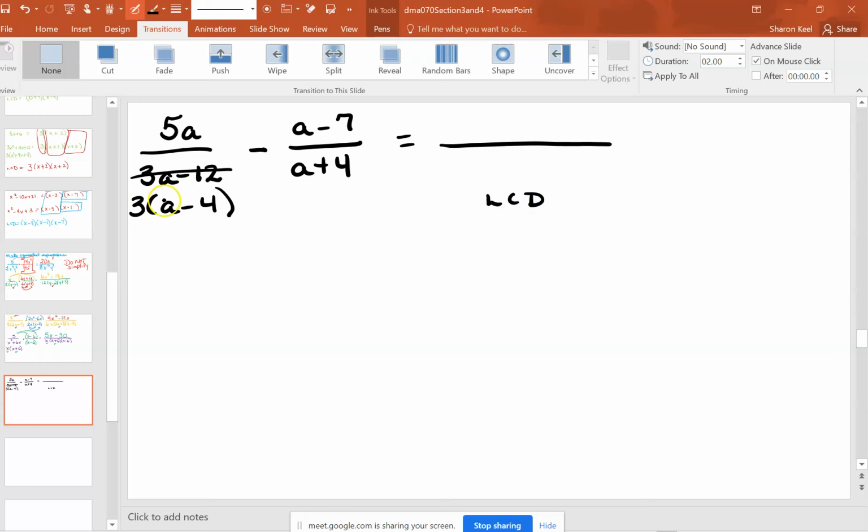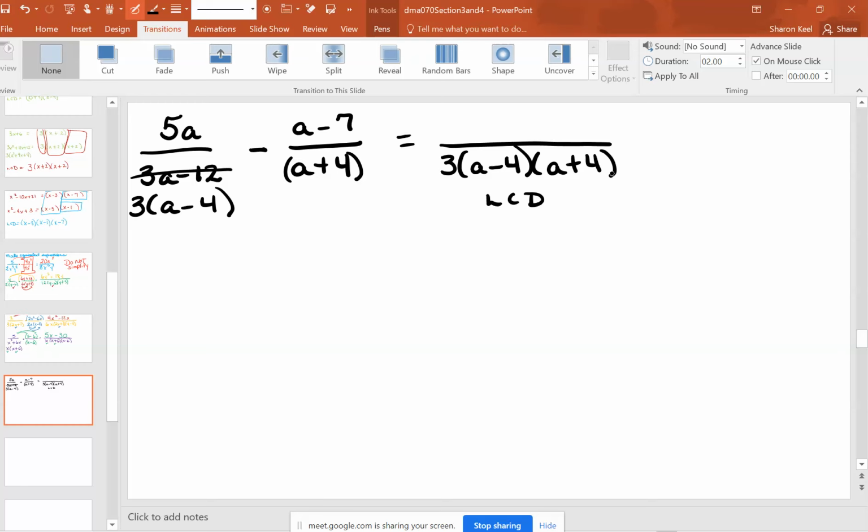So this has a 3, this one does not, so I need to have a 3 in my denominator. This one has an a minus 4 because we have to include every factor. That doesn't. This one has an a plus 4, that one doesn't. So we're going to end up with all 3 of these as the factors for our least common denominator. Okay? That's the first thing. Find the least common denominator.